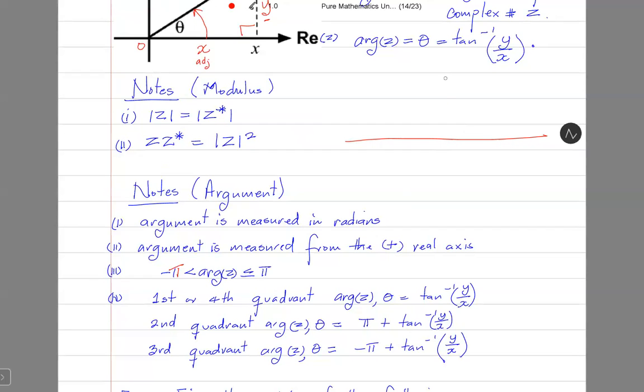So these are our 4 quadrants. This is the positive real axis, the real axis, and this is the imaginary axis. Now, argument is measured from the positive real axis. So it goes from 0 to positive pi, and it goes from 0 in the other direction to minus pi.